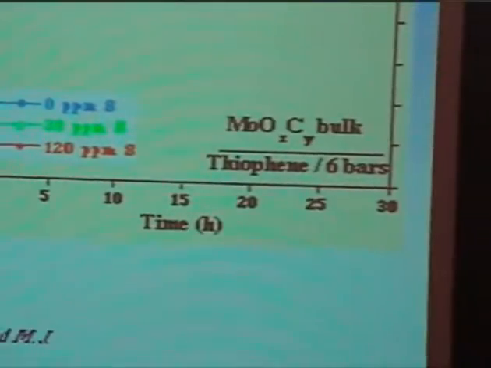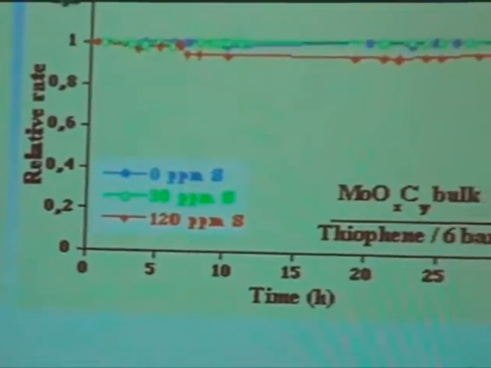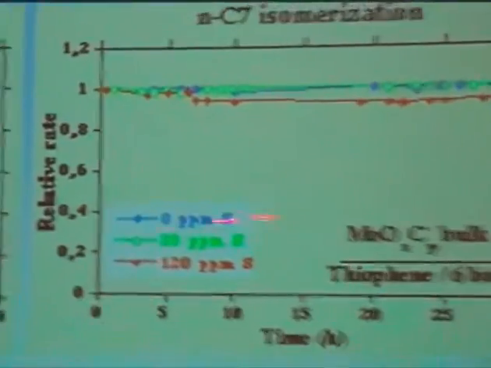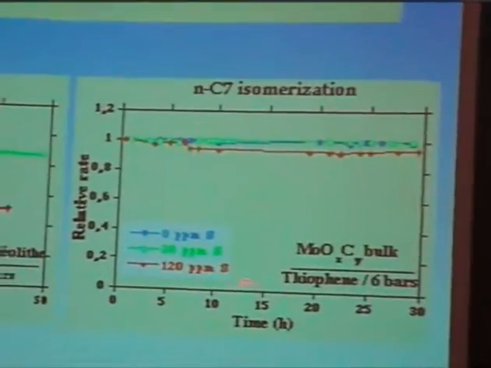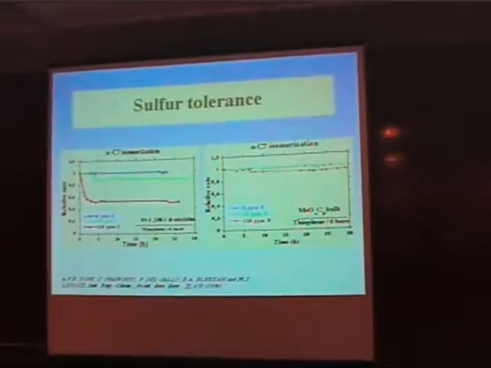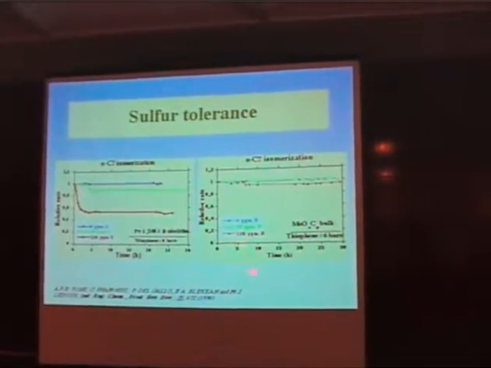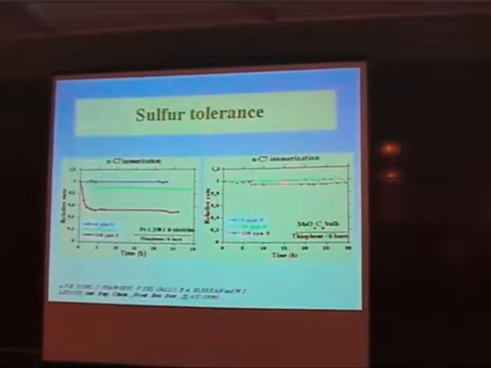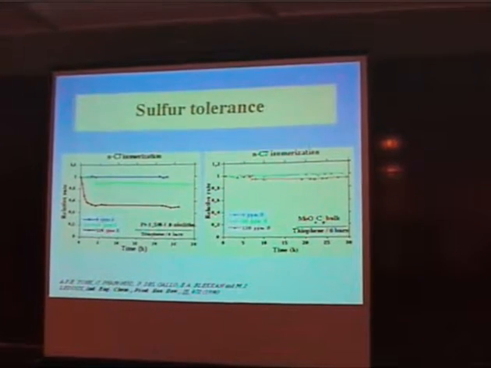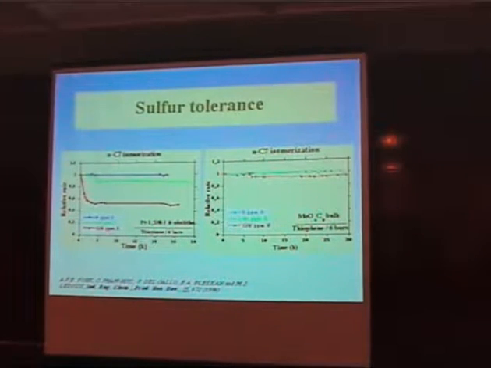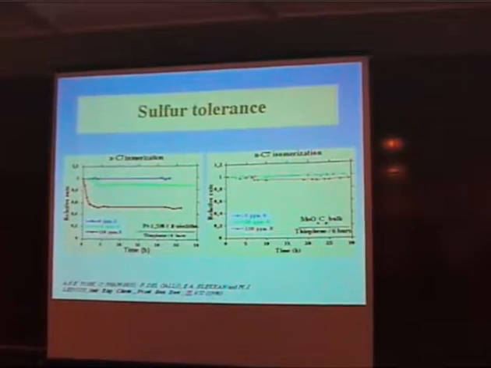Now we put 30 ppm of sulfur, no effect. We put 120 ppm of sulfur, no effect, still with thiophene at 6 bars total pressure. And we begin to see a real effect on the activity above 500 ppm of H2S from thiophene, which is quite high, in fact.